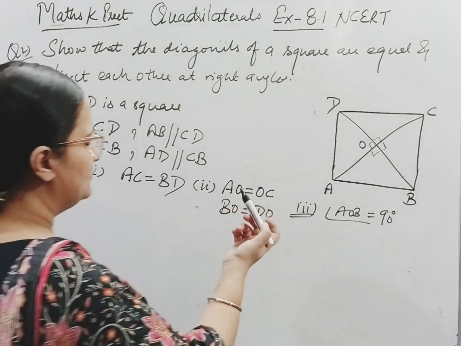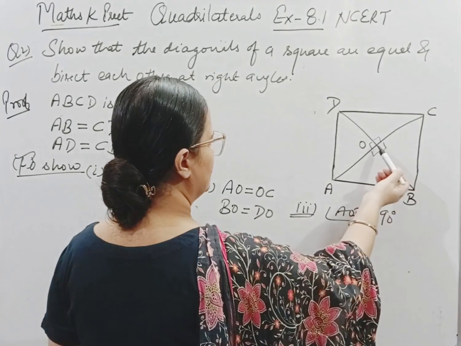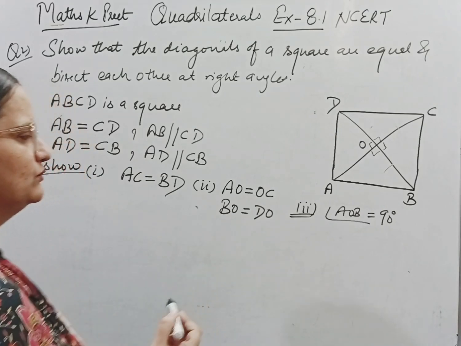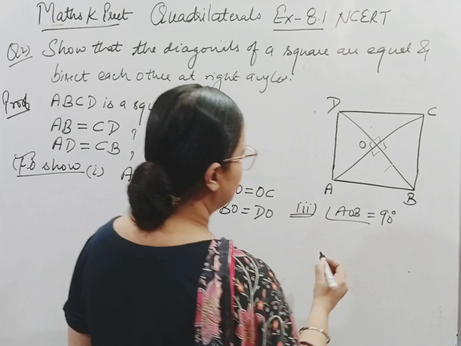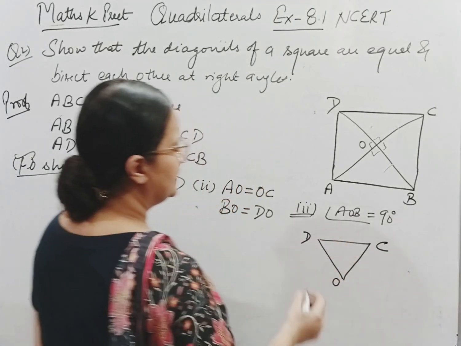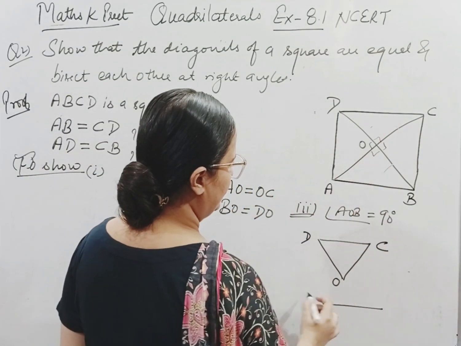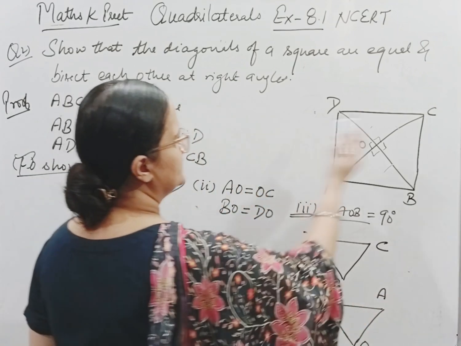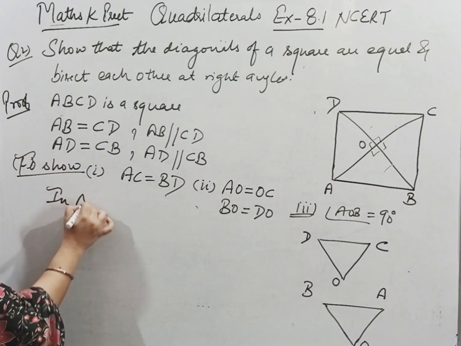The second part is asking me to show AO is equal to OC and BO is equal to OD. So this side is equal to this side. So what I will do, I will take these two triangles to show congruent. So the first triangle I am taking D, C and O. Fine. The second triangle I am taking B, A and O. DC, then BA.